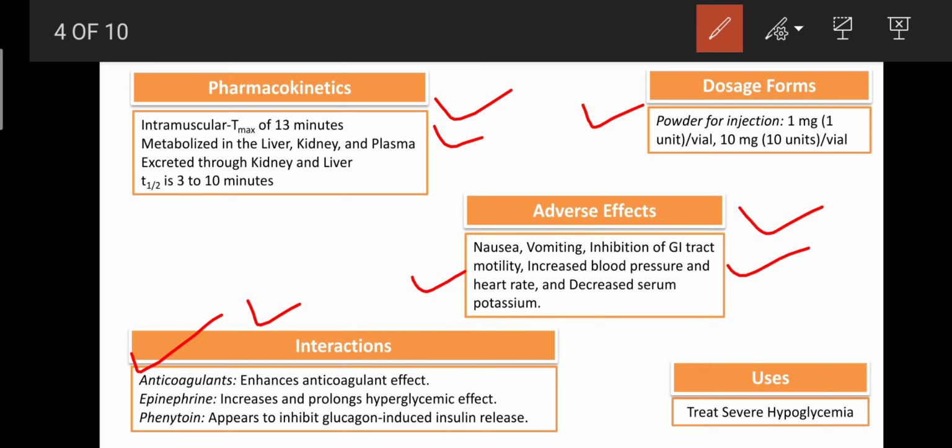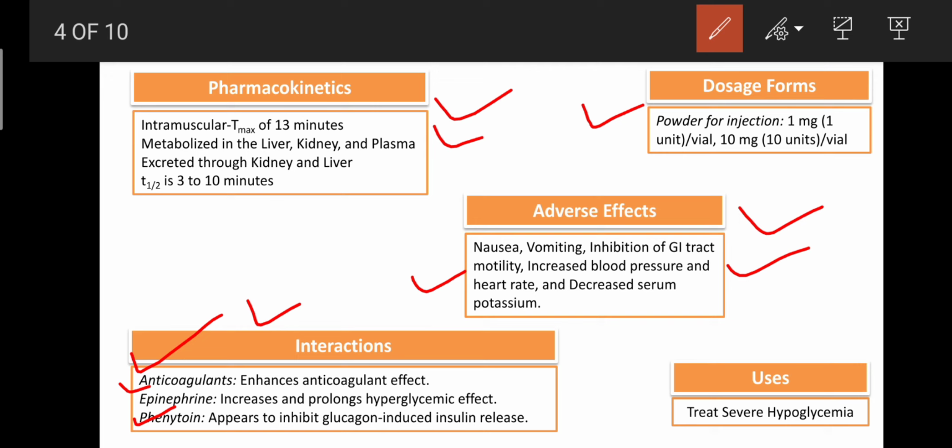So if you are using anticoagulants, at that time you should avoid glucagon, otherwise the anticoagulant property is increased. Due to that, internal bleeding can start due to lack of coagulation by enhancing the activity of the anticoagulants. Glucagon also has interactions with epinephrine, where it can increase the hyperglycemic effect of epinephrine, and with phenytoin, where it can appear to inhibit the glucagon-induced insulin release.